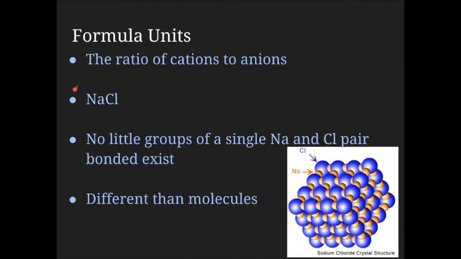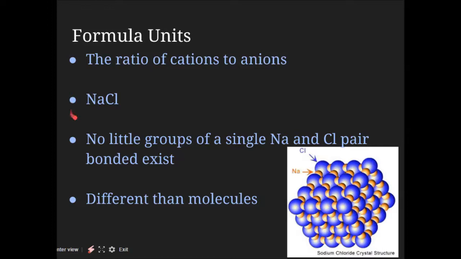So the formula for sodium chloride is NaCl, but you are never going to have just one sodium ion bonded to one chloride ion. You're never going to find that in the world. So it's always going to be in these lattice structures. Whereas with molecules like water or carbon dioxide, they're a little group of atoms that are bonded together that travel around independently. So you will actually find H2O molecules, little groups of two hydrogens and one oxygen. Carbon dioxide, little groups of one carbon and two oxygens out there in the world. But you'll never find just one sodium ion and one chloride ion chilling somewhere out there on Earth. They're always going to be bound together.